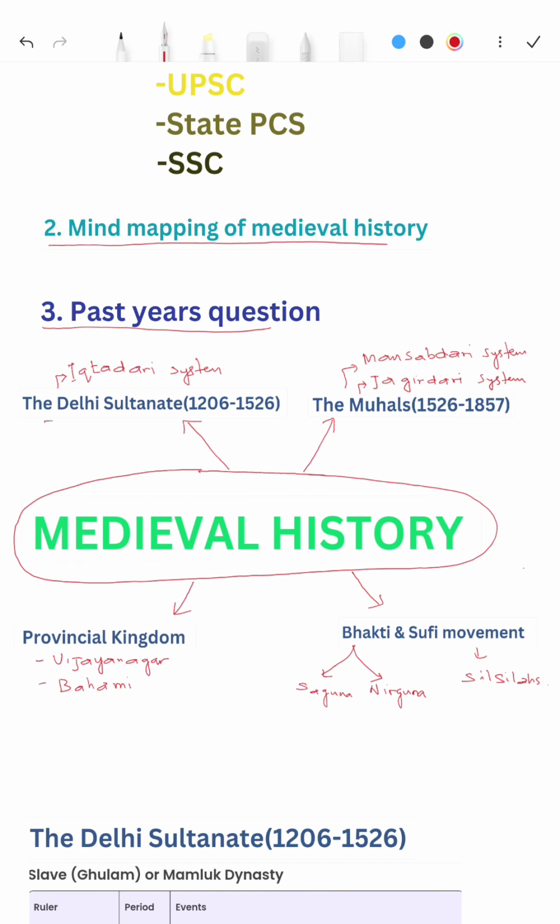We have the Delhi Sultanate, known for the Iqtadari system, the Mughal Empire, known for the Mansabdari system and Jagirdari system. Then the provincial kingdoms, where we are going to see Vijayanagar Empire and Bahmani kingdoms. In Bhakti, we are going to see Saguna and Nirguna saints, and in the Sufi movement, Silsilas. Abul Fazl, who wrote Ain-i-Akbari, has mentioned a dozen silsilas in medieval history.